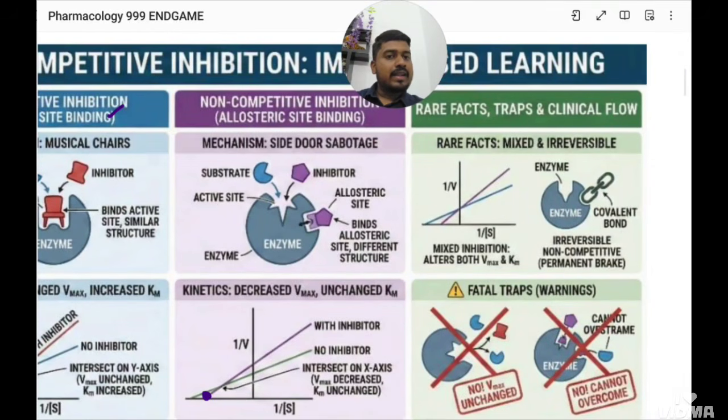There is one more type, that is mixed. Mixed means there is both competitive and non-competitive inhibition. So in this case both will change: Vmax will change, Km will also change. You know that in competitive inhibition Vmax remains the same, it doesn't change. And in non-competitive inhibition Km doesn't change. But here in mixed inhibition both change.